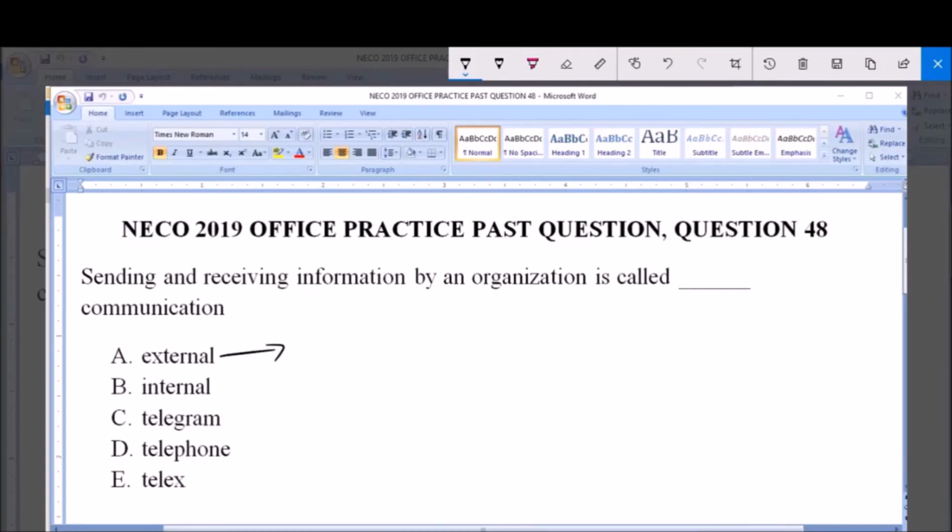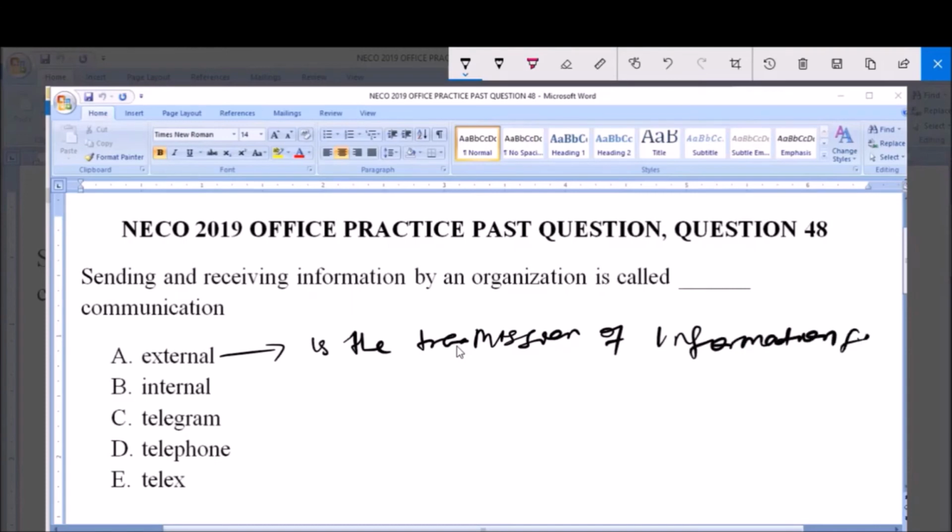Now external communication is the transmission of information between a business company or a business and another person. That is, in terms of external communication, there's a transmission of information between a business or a company or an organization and an external entity, that is with another person who is not a member of this organization, that is an external entity.